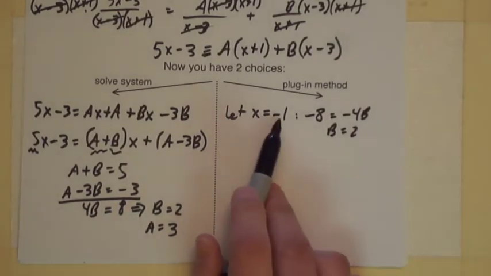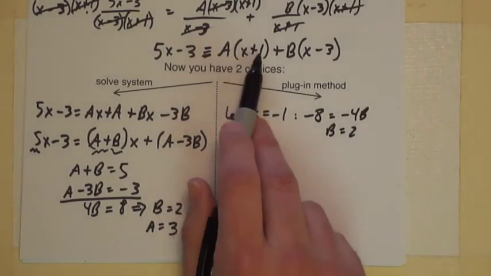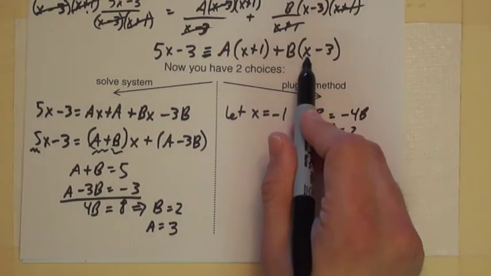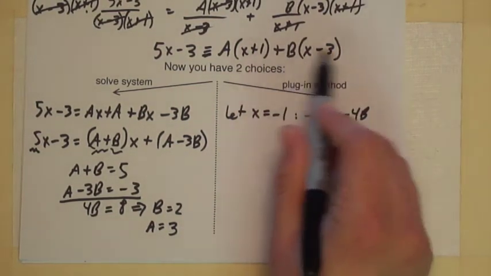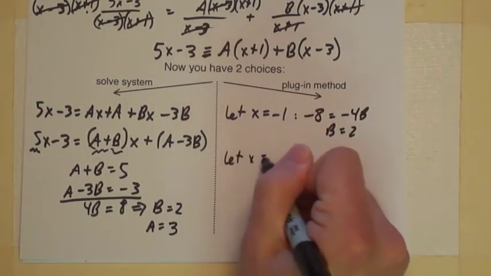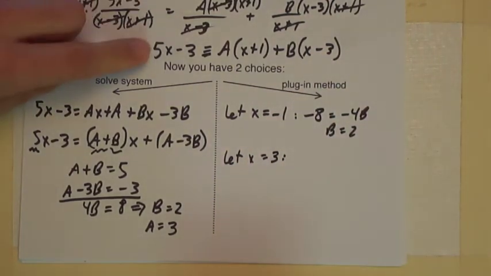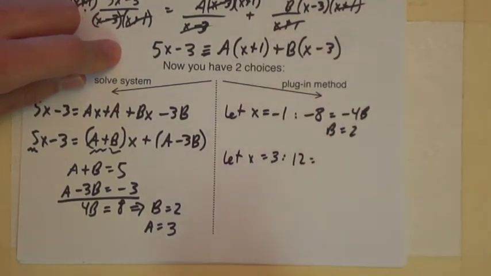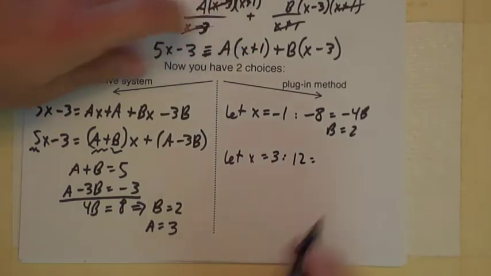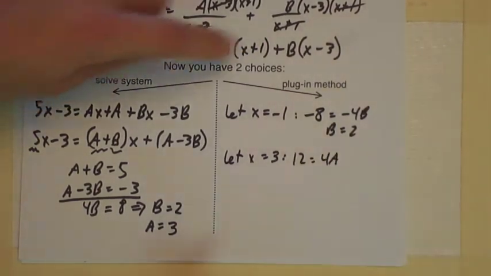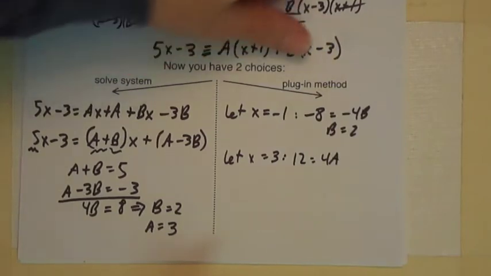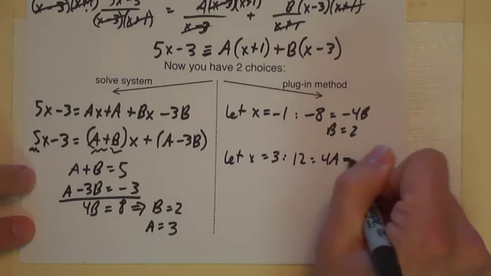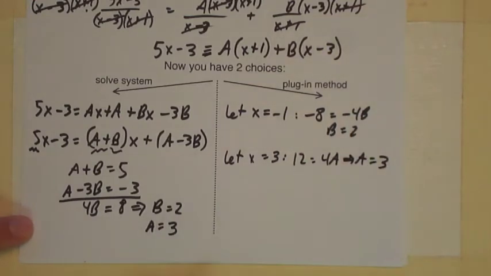Now, notice again I chose the negative 1 to make this x plus 1 zero. So by the same logic, if I choose x equals 3, this b term will be 0. So I'm going to do that. Let x equals 3, and now this reads 5 times 3 minus 3, that's 12, equals a times 3 plus 1, that's 4, plus b times 0, and then this drops out. I get 12 equals negative 4a, so a equals 3.